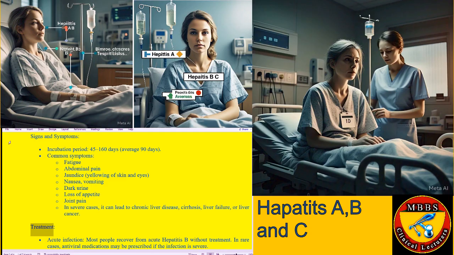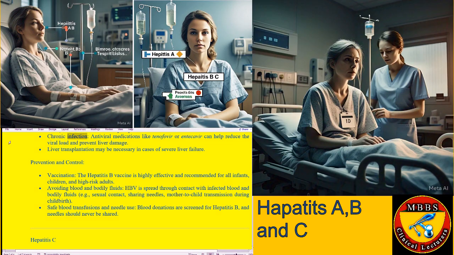Treatment. Acute infection: most people recover from acute hepatitis B without treatment. In rare cases, antiviral medications may be prescribed if the infection is severe. Chronic infection: antiviral medications like tenofovir or entecavir can help reduce the viral load and prevent liver damage. Liver transplantation may be necessary in cases of severe liver failure.